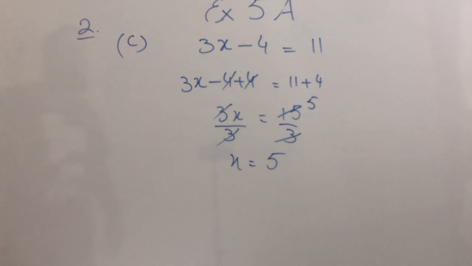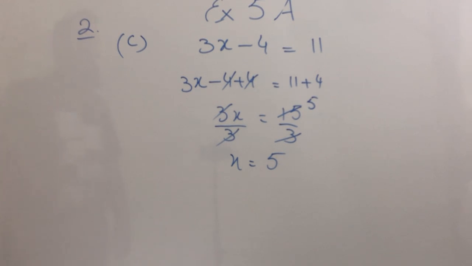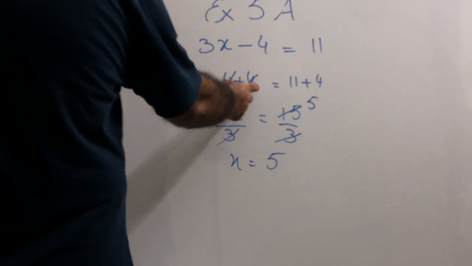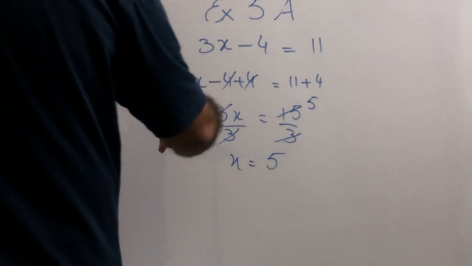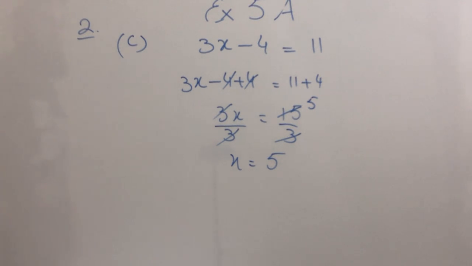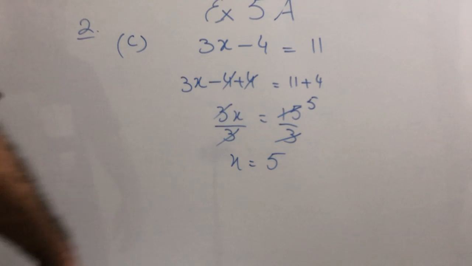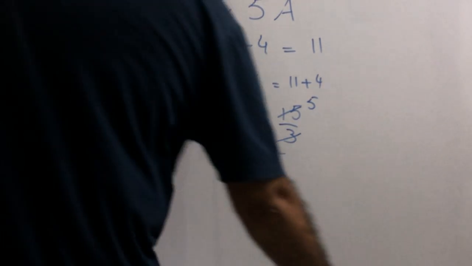I told you that first we need to think about anything which is coming as plus or minus. So first we need to think about the minus 4. So for that we added plus 4 on both sides. By this way it was cancelled out and we got 3x is equal to 15. Then we were thinking about 3, how to get rid of 3. 3 is being multiplied with x. So we divide both sides with 3 and we got x is equal to 5 as our answer.